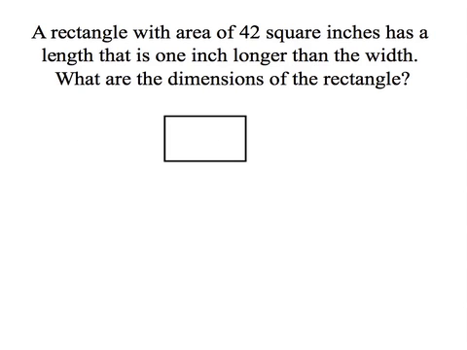We start by drawing a sketch of a rectangle. And then we label the width x, and since the length is 1 inch longer, we label the length x plus 1. And we know that the area of a rectangle is length times width. So our equation then is x for the width times x plus 1 for the length is equal to 42.